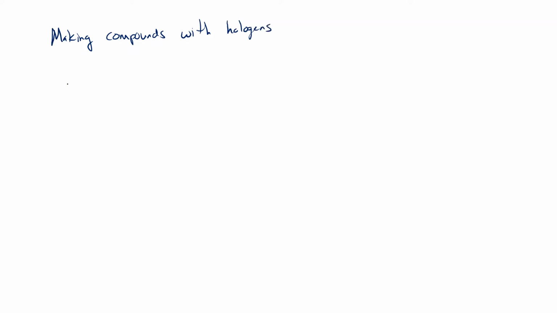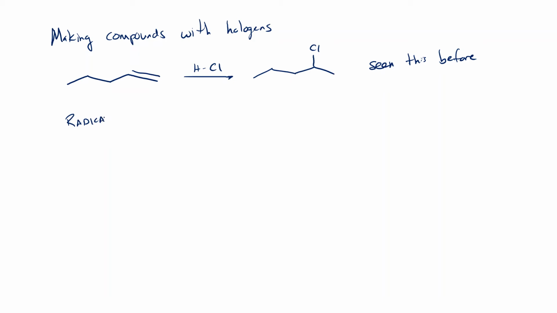Okay, so what we've talked about so far is if we start with an alkene and we treat this with something like HCl, we get the Markovnikov product where the chlorine ends up on the secondary carbon, right? So this is review. You guys have already seen this before. What I want to talk about today is some other ways we can do this. And so the first one that we're going to talk about is radical bromination.